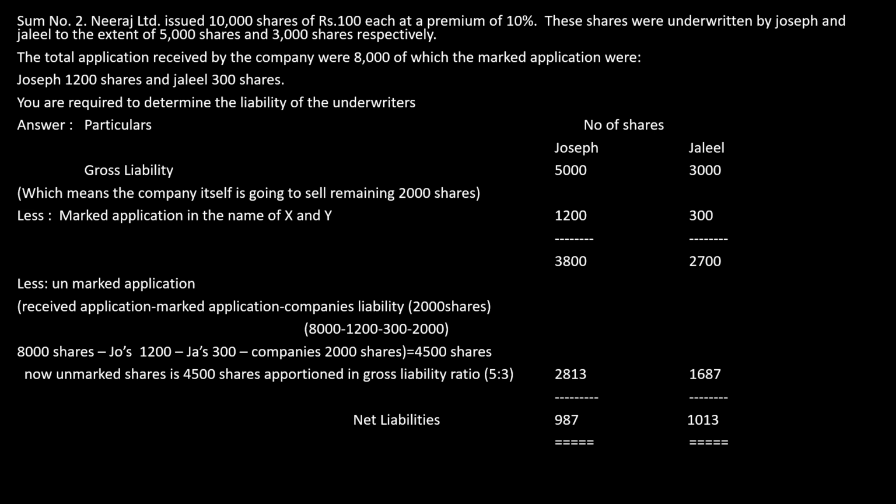This unmarked application will be shared between the underwriters, Joseph and Jalil, in their gross liability ratio, which is 5:3. That works out to 2,813 for Joseph and 1,687 for Jalil. The remainder will be called net liability, which is 987 for Joseph and 1,013 for Jalil. So that is the net liability. Here ends this sum. I hope this will give you a clear understanding of partial underwriting.